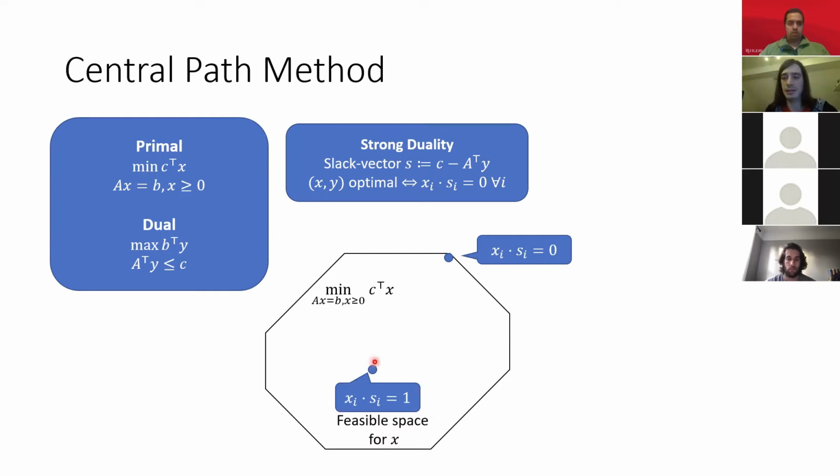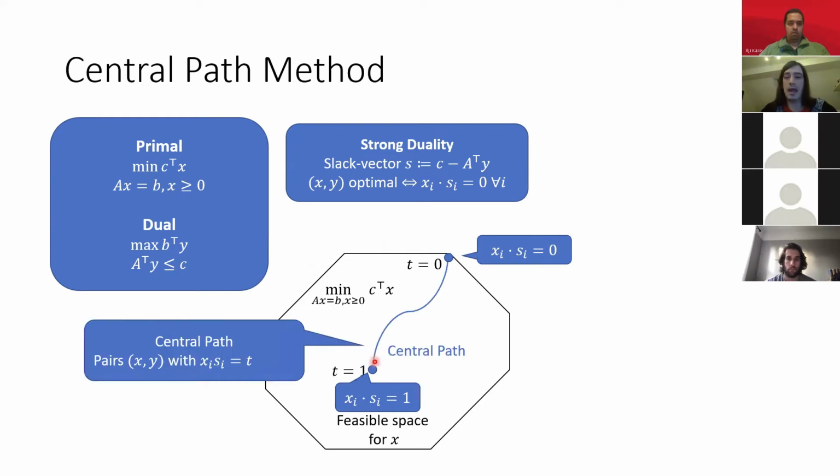That's obviously not the optimal solution, but it would be some feasible solution, some point on the interior of this feasible space. And you can indeed ask this for any parameter t, which is going to define a curve that is called the central path, where for t equals 1, you're up here, and when you decrease t, you're moving closer and closer towards this optimal solution. Because if t is equal to 0, it's just this optimality condition that we have.